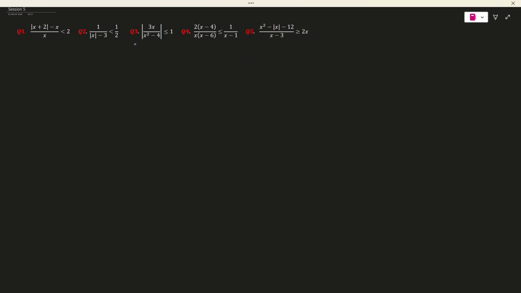The first question says that mod of x plus 2 minus x divided by x is less than 2. So this can be written as mod of x plus 2 minus x divided by x minus 2 is less than 0. This can be written as mod of x plus 2 minus 3x by x is less than 0. From here I will have two cases. First case, second case. First case is when x is greater than or equal to minus 2, second case is when x is less than minus 2.